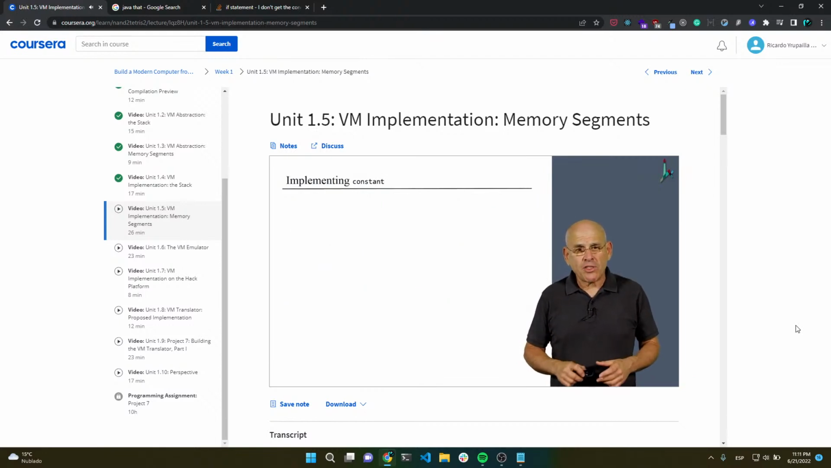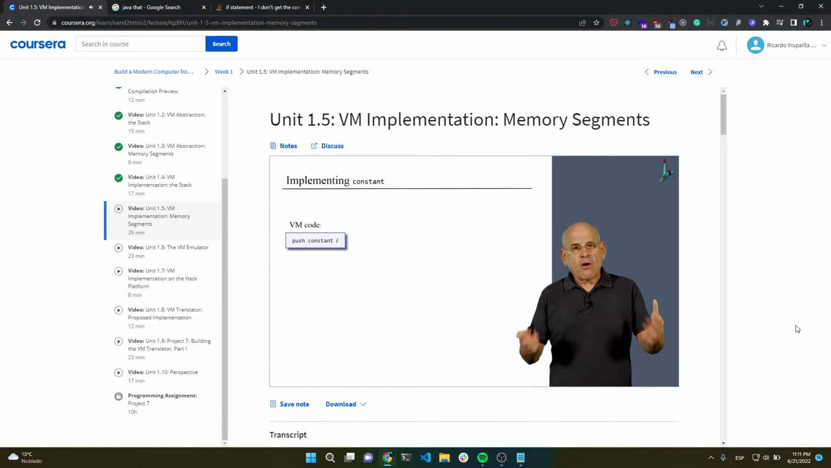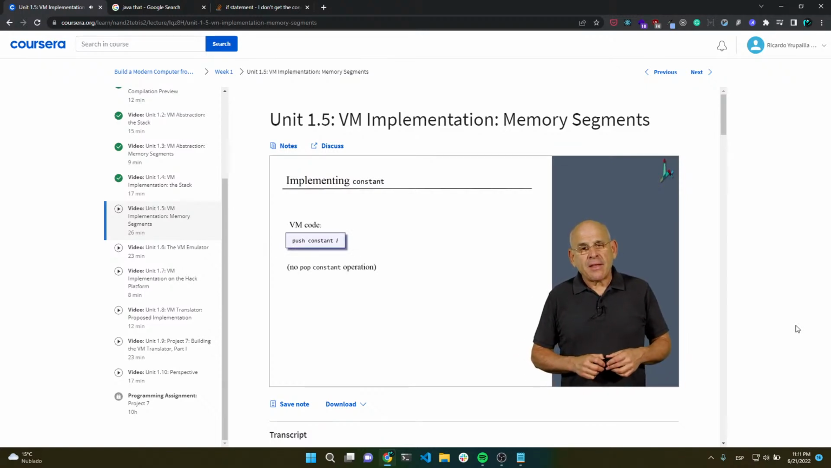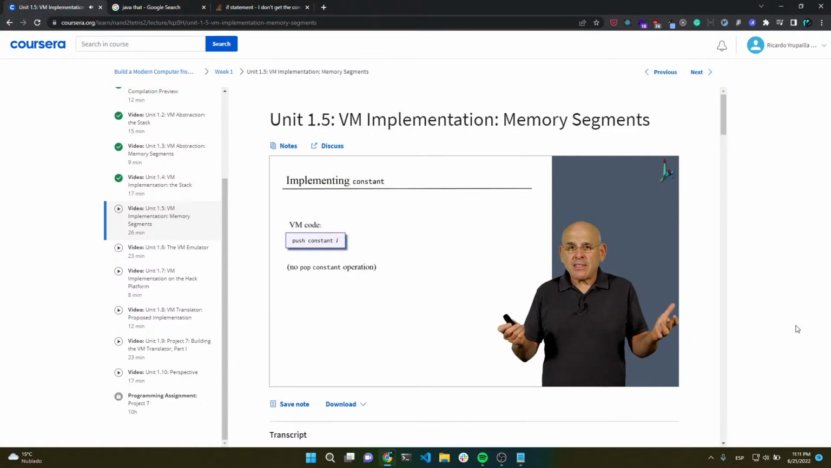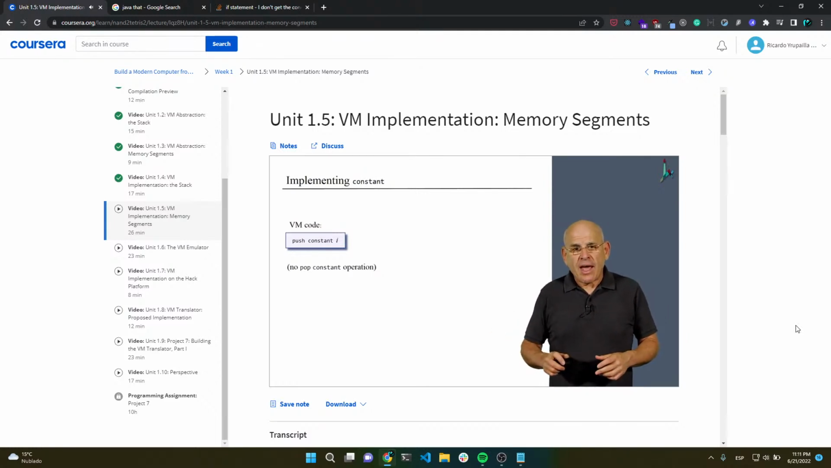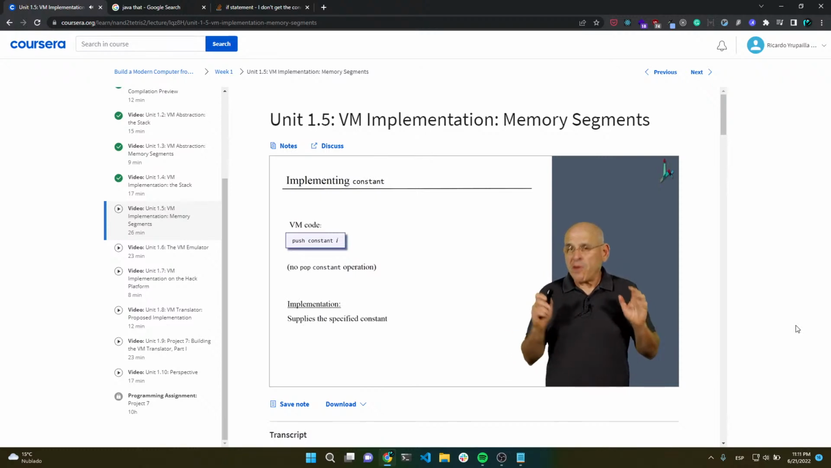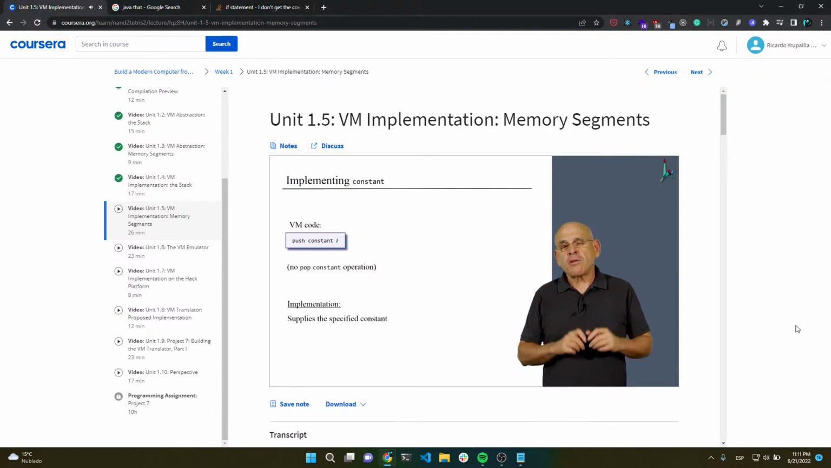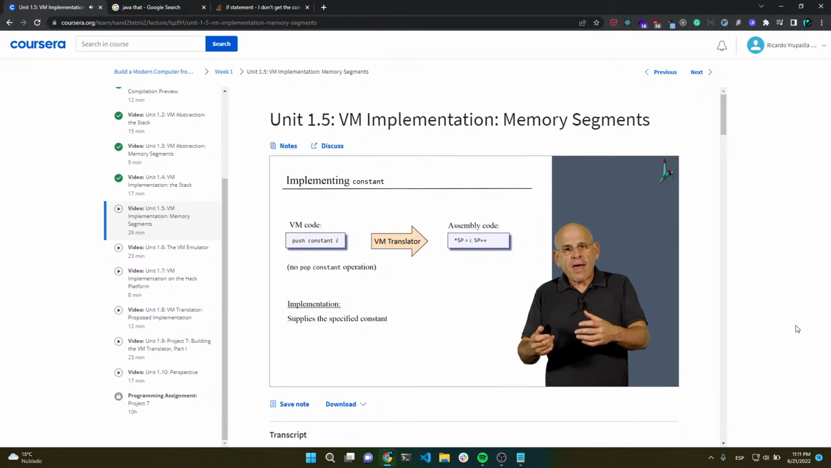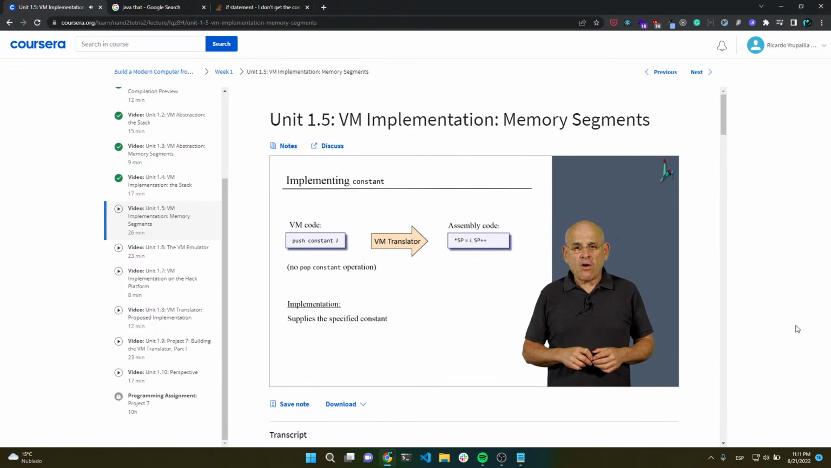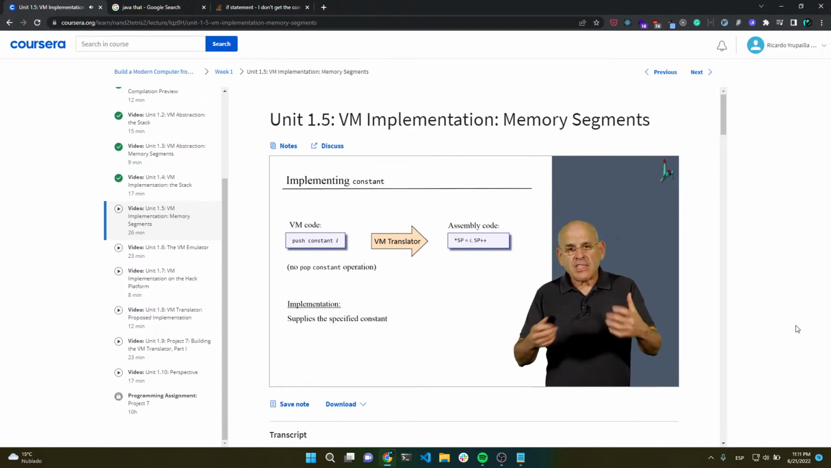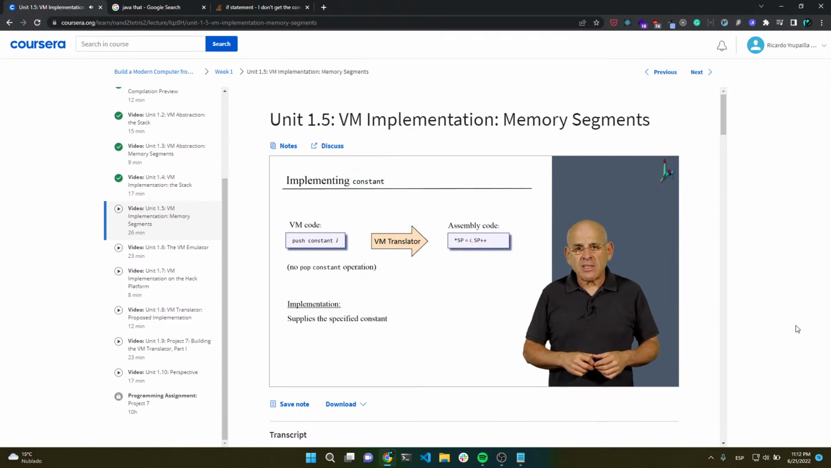So how do we implement these operations? Well, here's the generic push constant i command. And there's no pop constant because it doesn't make any sense to store something in a constant. The implementation of this is trivial because this is a truly virtual segment. It doesn't really exist. So whenever we see a push constant i command, we simply generate low-level code that supplies the specified constant. So we do *sp = the specified constant, and then we advance the stack pointer. So this has been the treatment of the constant segment.